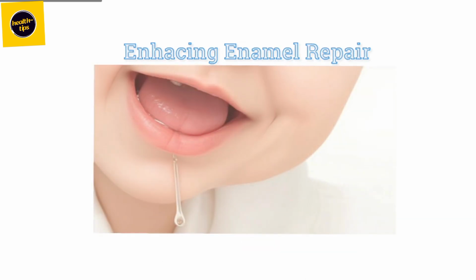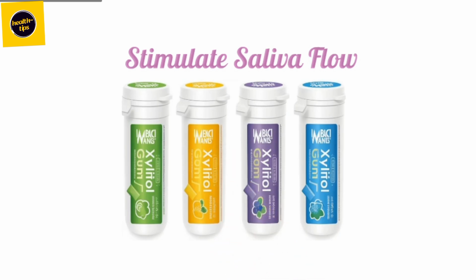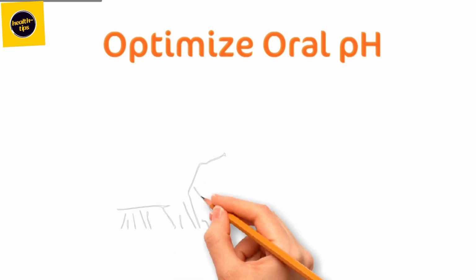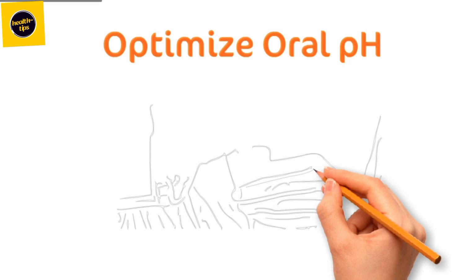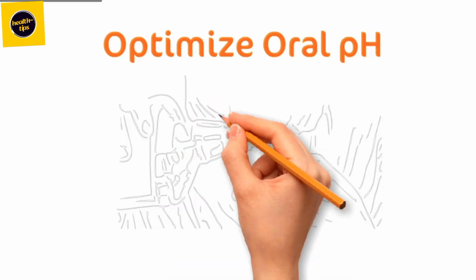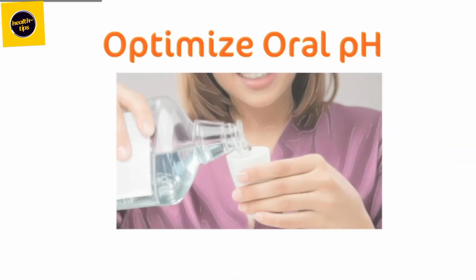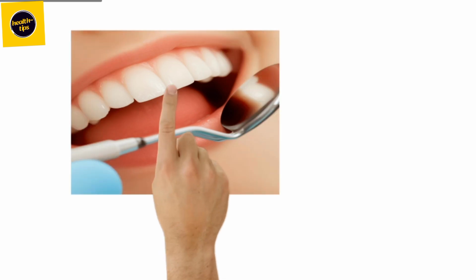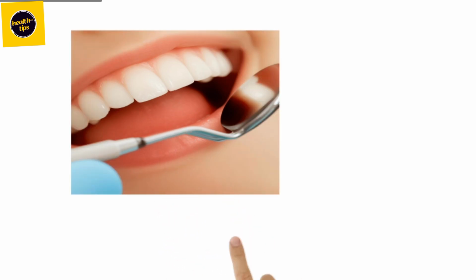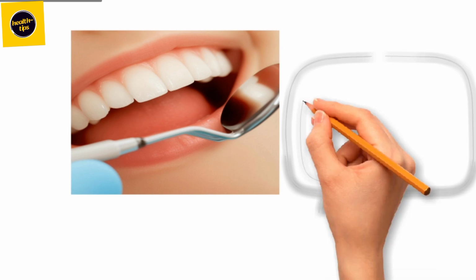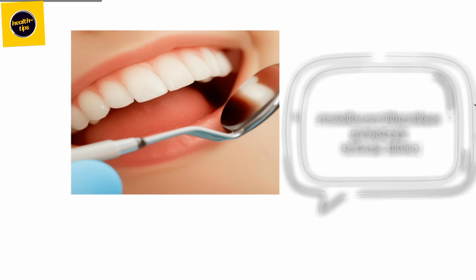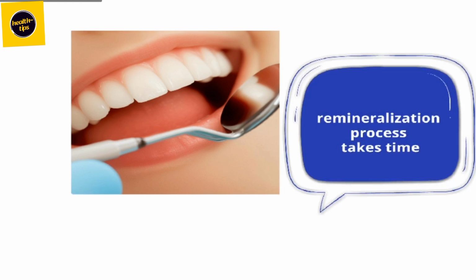To maximize this process, stimulate saliva flow. Use sugar-free xylitol gum or mints to encourage saliva production. Optimize oral pH. Rinsing with a dilute sodium fluoride mouthwash twice daily can help create an optimal pH environment for remineralization. By following these steps, you can often reverse early stages of tooth decay and strengthen your enamel to prevent future problems. Remember, patience is key, as the remineralization process takes time.